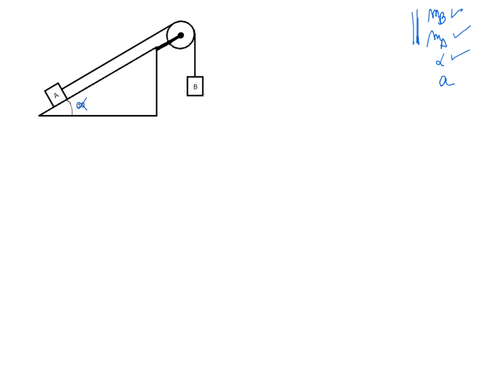B down. Alright. So, if B goes down, then obviously I'm going to pick my positive X down. The Y, don't care. And if B goes down, then A is going to go up the inclined plane, so I'm going to pick my X along my inclined plane, and Y perpendicular to my inclined plane, as I'm going to use Newton's second law.